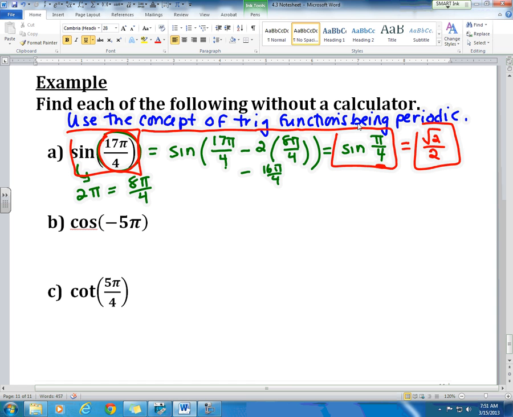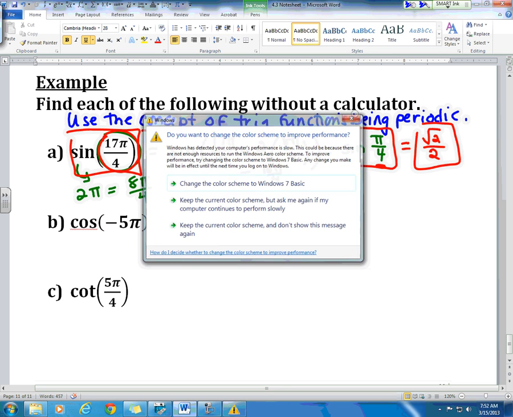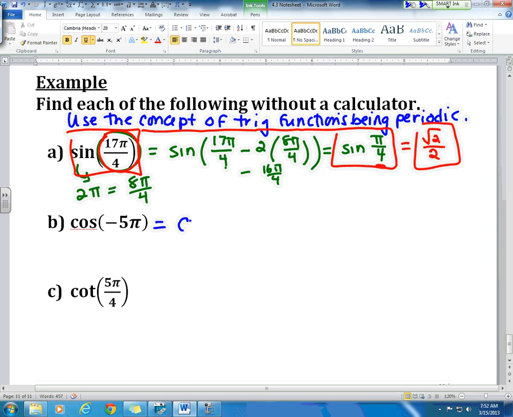So that's an example of using the idea of the function being periodic in order to reduce it down to a value that we know right off the top of our head and then evaluate. The cosine of negative 5 pi. So the cosine of negative 5 pi could be rewritten.